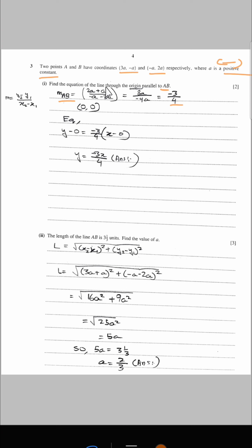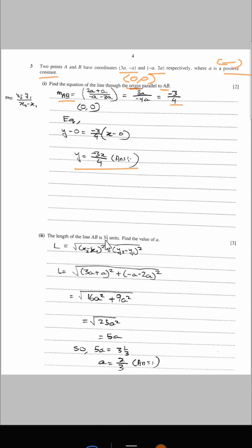And since we have to find the equation of the line that passes through the origin, the values of x and y are 0. Then by using the equation y2 minus y1 is equal to m times (x2 minus x1), we find the equation of the line, that is y is equal to minus 3x/4.